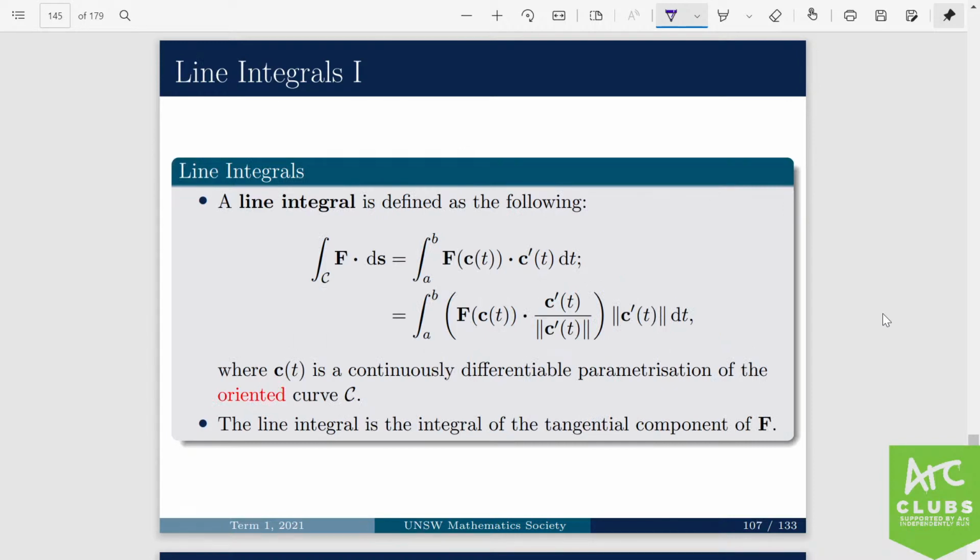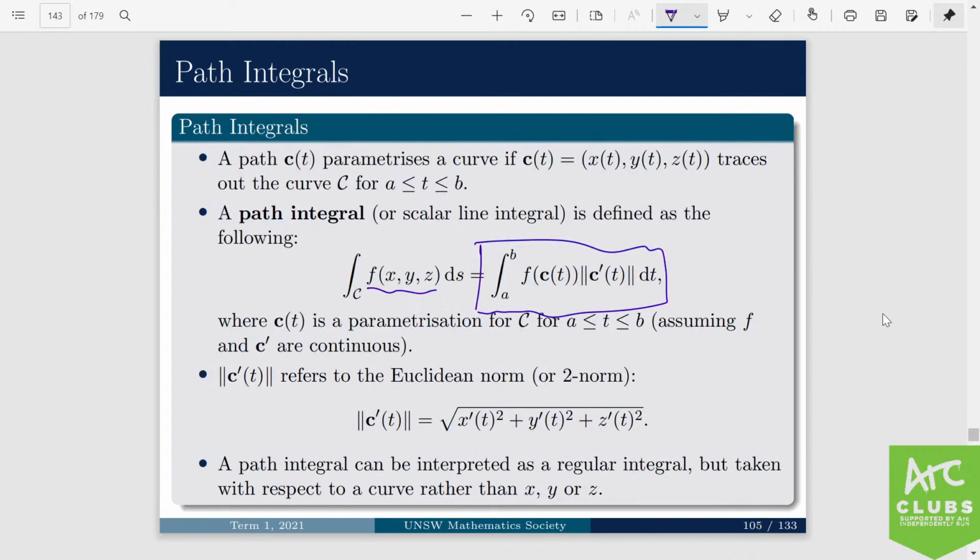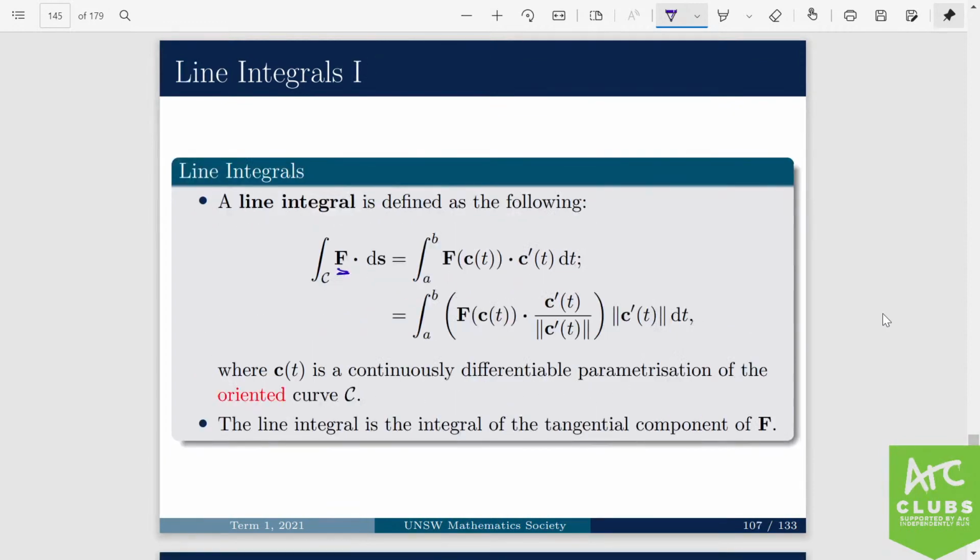So from path integrals, we get line integrals. And the difference between them is that with a line integral, we're integrating a vector field instead of a scalar. Although actually the names are used interchangeably because path integrals are also line integrals. We also call them scalar line integrals. And in old past papers, they're called line integrals, path integrals. So it is very confusing. But the way to tell is just look at the integral itself. If we have a vector field or if we have a scalar function.